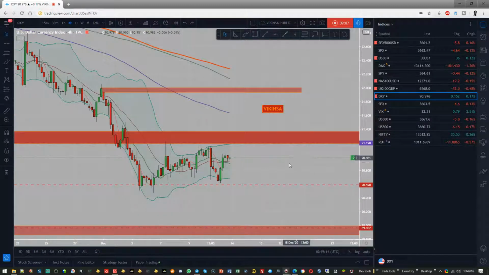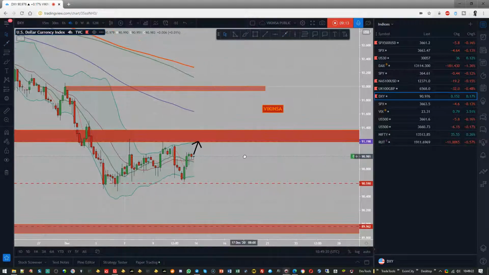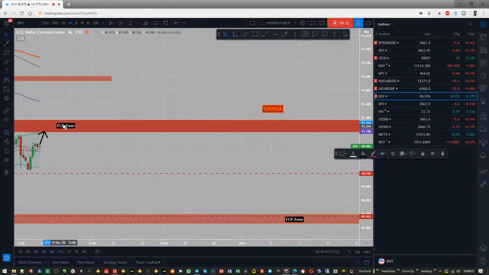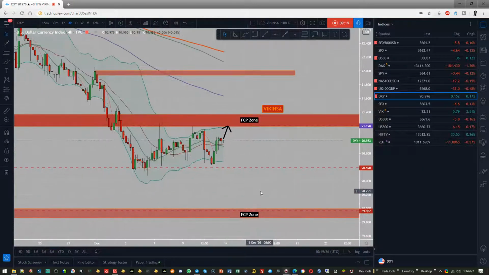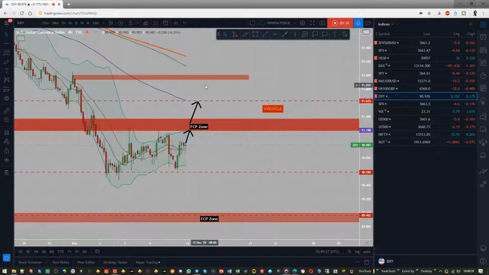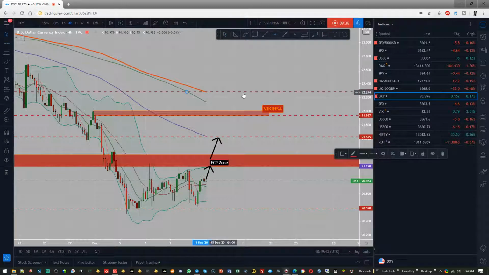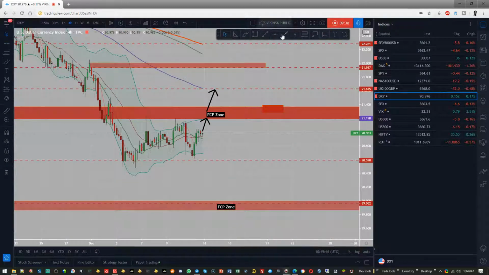Let me just quickly clean this. Okay, so the trading plan is, if the market comes into this zone, this is our FCP zone, and then we get a confirmation to go long, we'll go long, and this will be the target. These are all the targets that we're looking for. And if the market starts to fall back down, it needs to first go through this to come back down into this FCP zone. Okay, so that's what we are looking at.